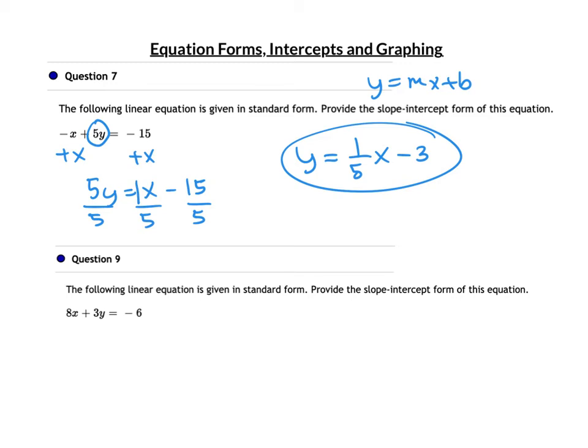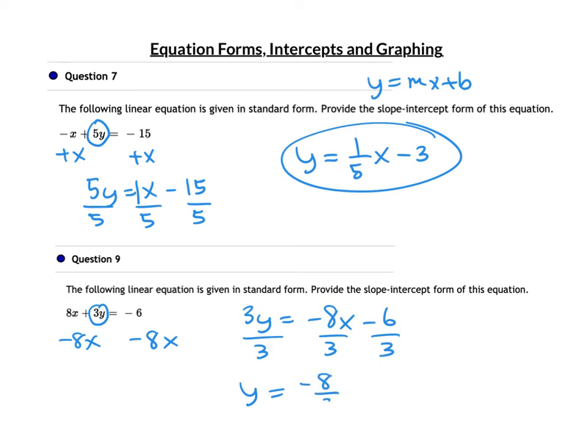For question 9, same exact thing. It's in standard form. We're going to put it in slope-intercept form. So we will, again, get 3y by itself first. Take an 8x off each side. I get 3y equals negative 8x minus 6. And I'm going to divide everything by 3. And so for my final answer, I get y equals negative 8/3 x minus 2.